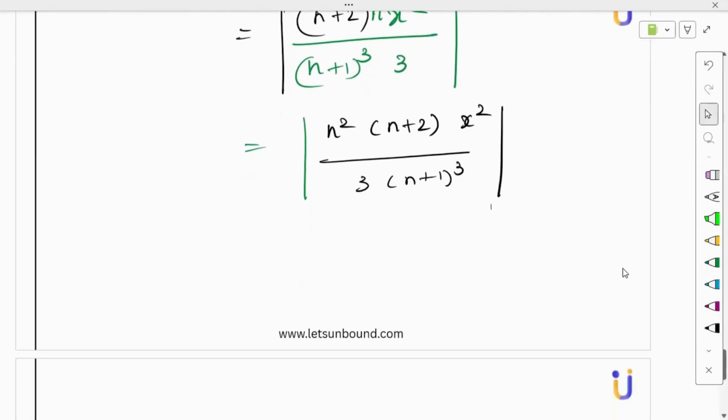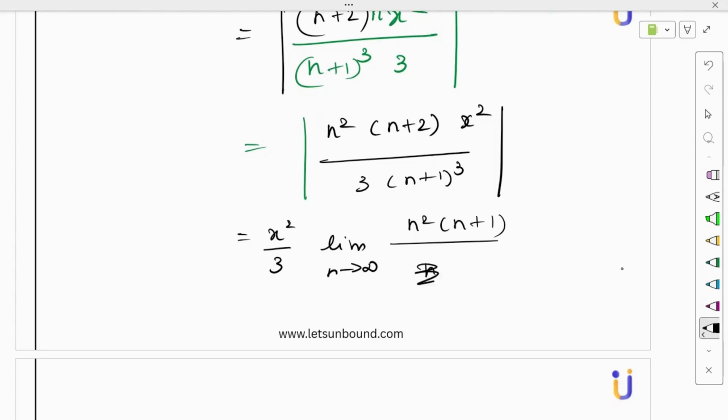Now in the ratio test, you will apply limit n tends to infinity, not for x. So x square by 3, you can take it out, and take limit n tends to infinity for this n square into the n part, over n plus 1, n plus 2 whole cube. So this will become 1. This 3 will not come, it's outside.